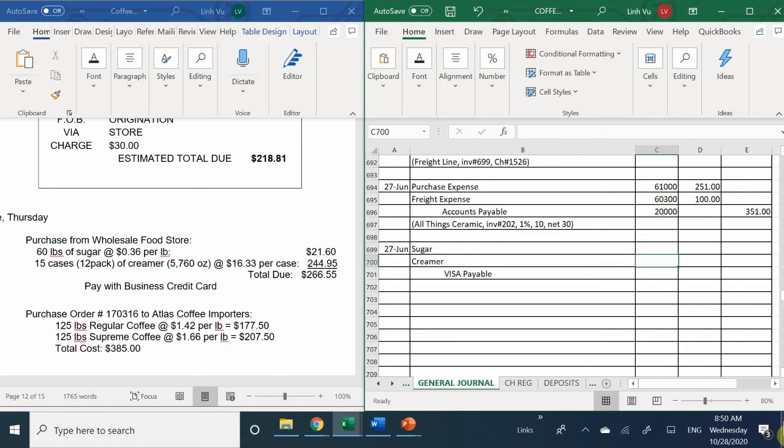Okay. I'm speaking it, but I'm not typing it. Okay, and then we have to put a note in there as well. Good. We're gonna say wholesale food store. It's no invoice, because it's a sales receipt, right? Yes. So just purchase from wholesale food store. That's perfectly fine.